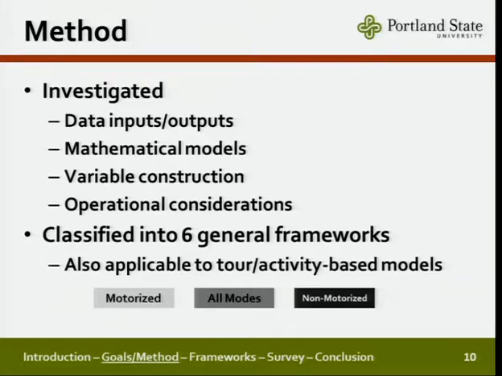So what I'm going to do next is show you the 6 different frameworks that we classified these models into. I'm going to talk about the 4 steps of the model in a trip-based framework, but I also think that these are applicable to tour and activity-based models. A lot of the mathematical structures and variables that are used are the same, whether you're talking about trip generation or tour generation, trip distribution versus destination choice, or trip mode choice versus tour mode choice. And then also I want to distinguish, we'll see some boxes here. The light gray indicates that a model stage only uses motorized trips. It only considers motorized travel. The middle gray box represents travel by all modes, and the dark gray represents walking or non-motorized travel.